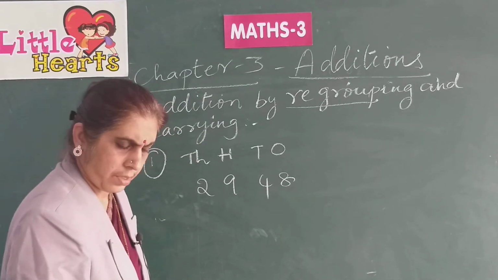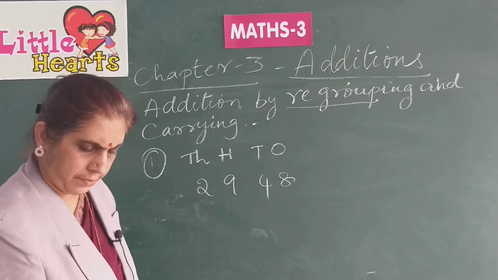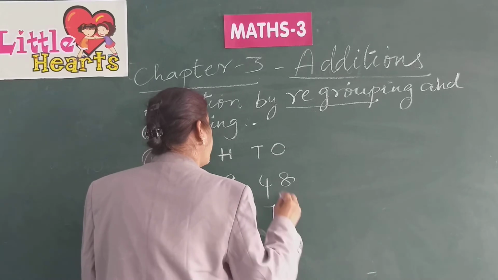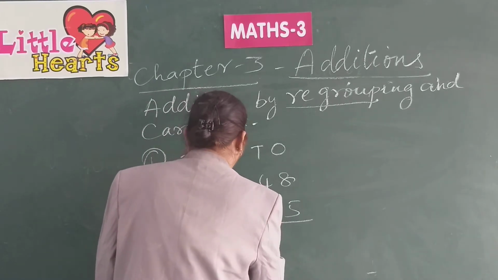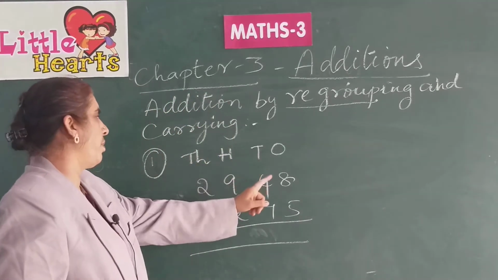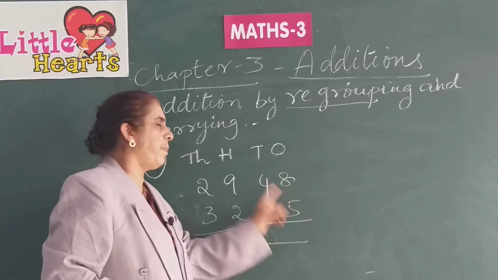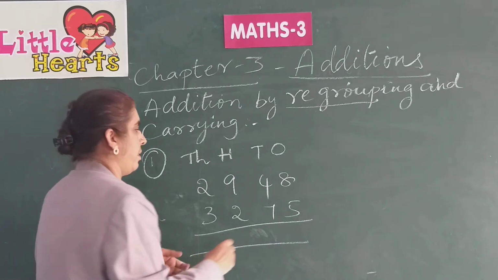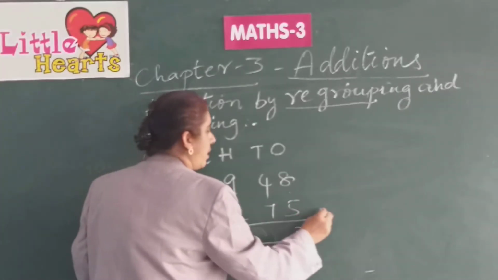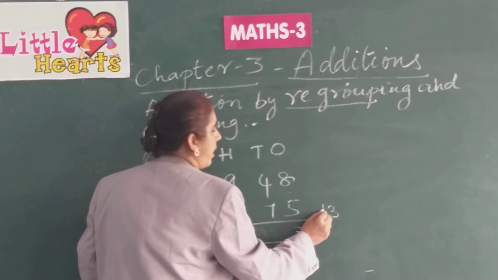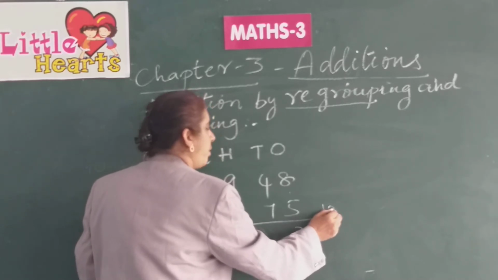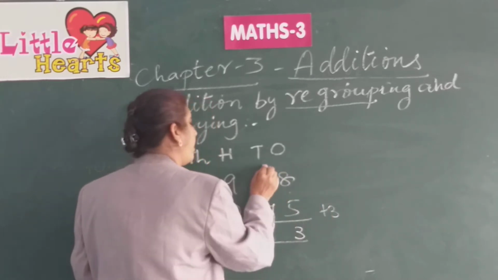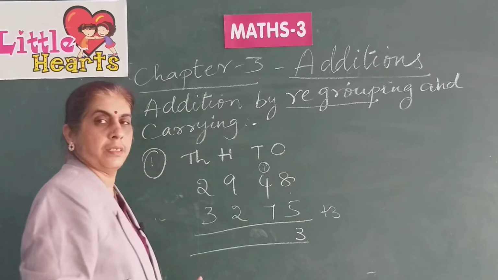2,948 plus 3,275. Always start adding from the ones place. 8 plus 5, 9, 10, 11, 12, 13. So 13 has 1 ten, 3 ones. So 3 should be written in the ones place and this 1 should be carried to the tens.